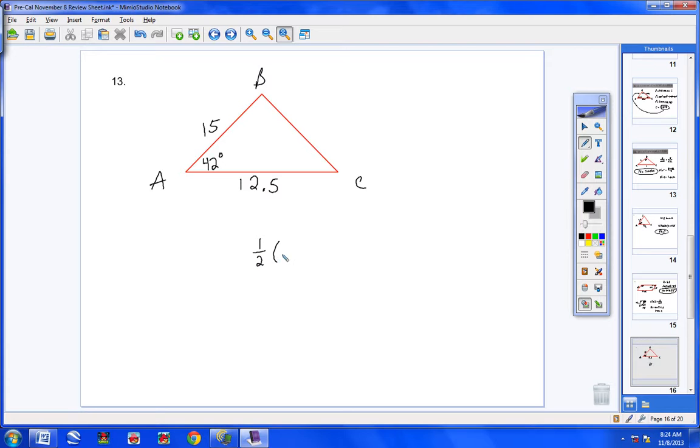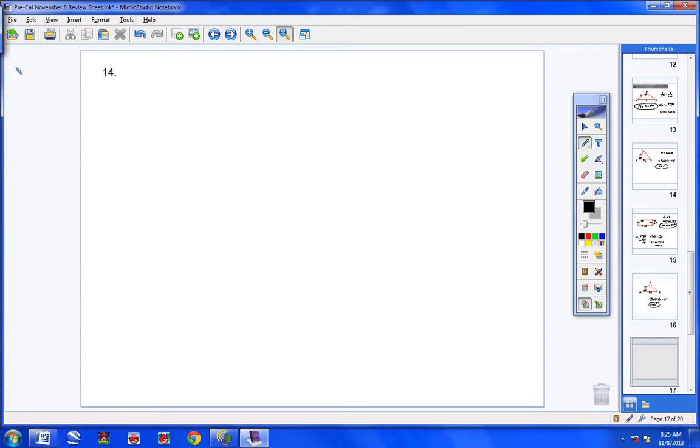Remember, it's 1/2 times one of your sides times another one of your sides, times the sine of 42 degrees. So with my calculator very quickly, I'm going to type this in. 0.5 times 15 times 12.5 times sine of 42, and I'm getting out 62.7, and I'm going to go ahead and round that to 63. So the answer would be 63 square feet, because we are dealing with area. Okay, pretty easy. All right, number 14.